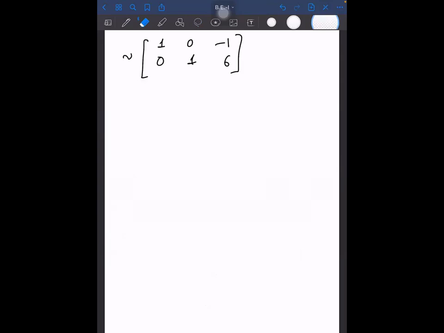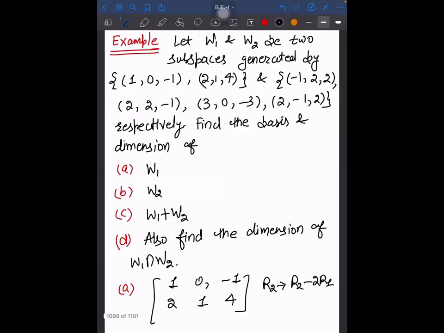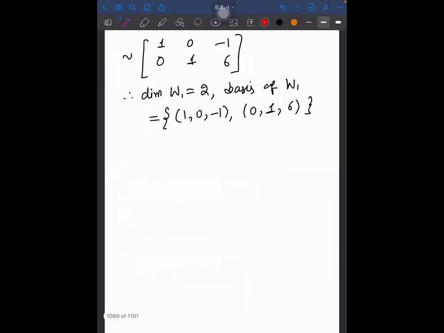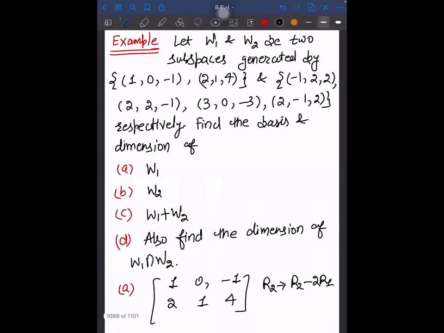But nothing can be discarded. Nothing is 0 over there, right? So therefore, the dimension of W1 is 2, and the basis of W1 can be written as (1, 0, minus 1), (0, 1, 6). So this states that every vector was important for us. So now come to the second part, that means finding the basis and dimension of W2.